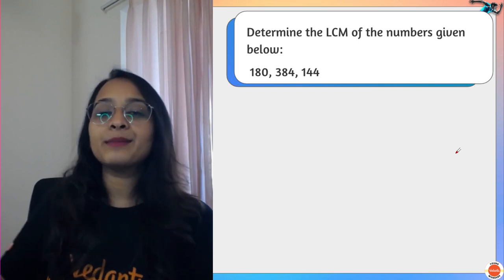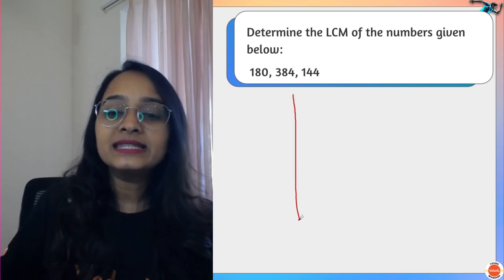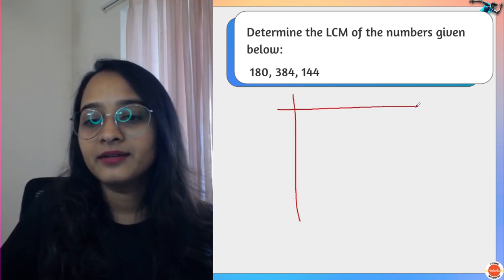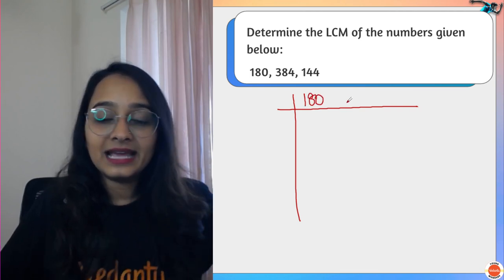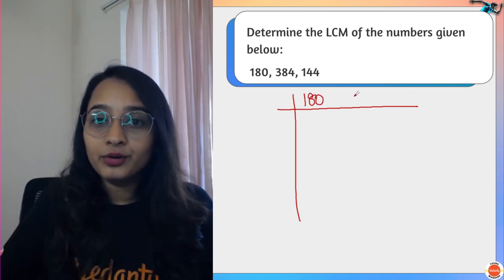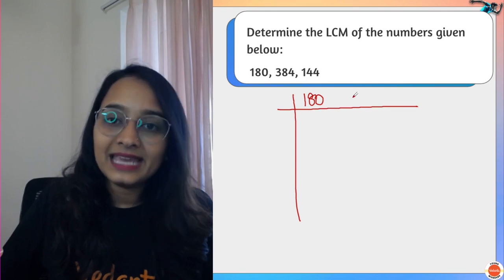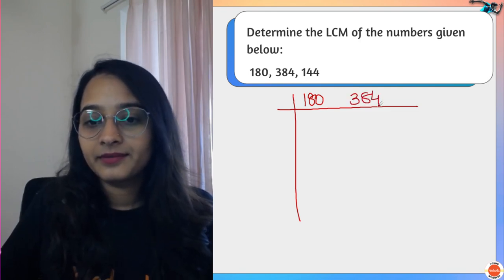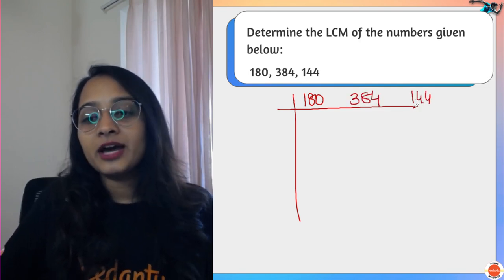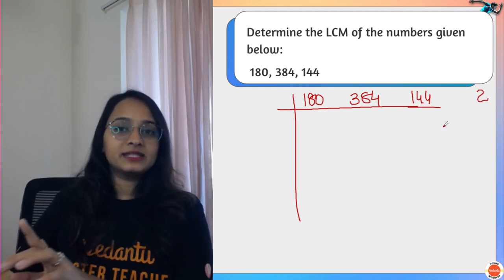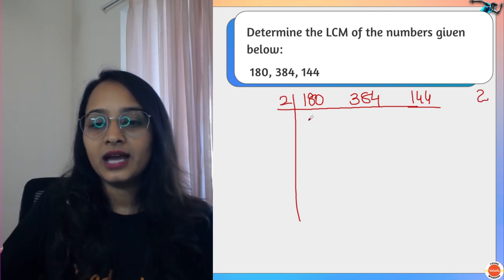Determine the LCM of the given numbers. So, for LCM there is one more method, where you can find the LCM of the given numbers together at the same time. Okay? Everything can be done in one go. Everybody is divisible here by 2. So, let's start with that.